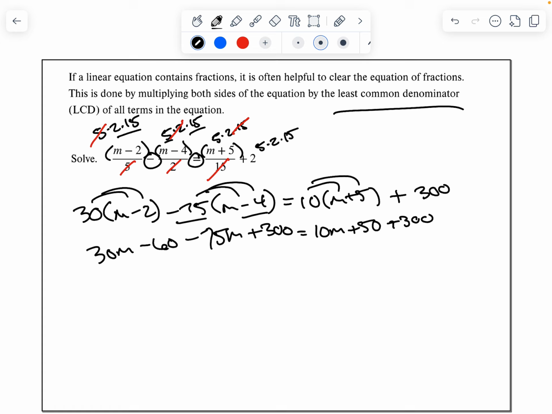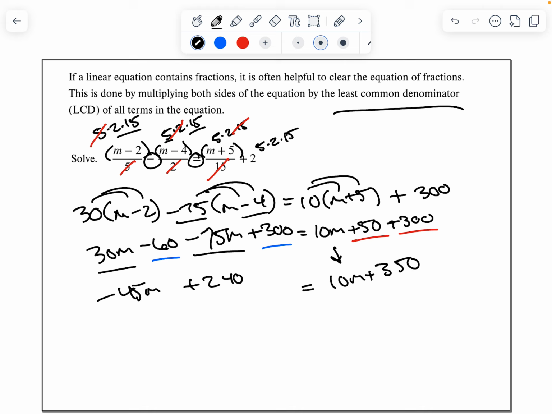Next, combine like terms. So I have things like 30m and negative 75m. I have things like negative 60 and 300 that can combine. And I have things like 50 and 300 that can combine, right? I'm looking at on each side of the equal sign, what are my common terms? 30 minus 75 is negative 45m. Negative 60 plus 300 is positive 240. 10m had nothing to combine with, so I'm just bringing it down. And 300 plus 50 is 350.